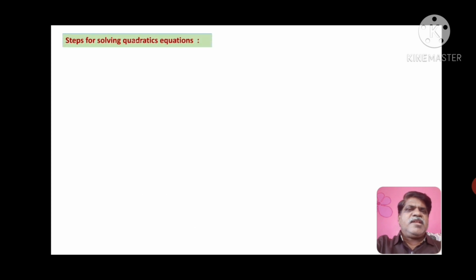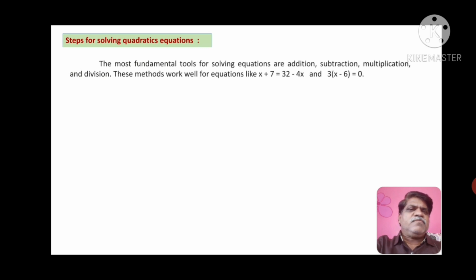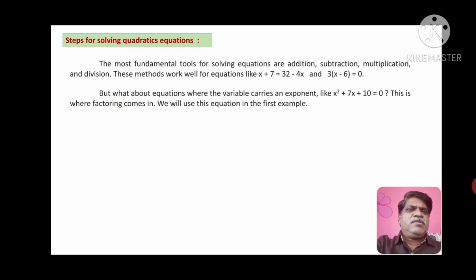Friends, let us see the steps for solving these quadratic equations. The most fundamental tools for solving equations are addition, subtraction, multiplication and division. These methods work well for equations like x plus 7 is equal to 32 minus 4x and 3 into bracket x minus 6 bracket complete is equal to 0. But what about equations where the variable carries an exponent, like x square plus 7x plus 10 is equal to 0? This is where factoring comes in. We will use the equation in the first example.